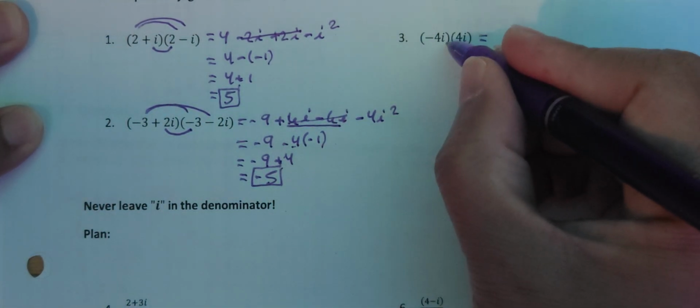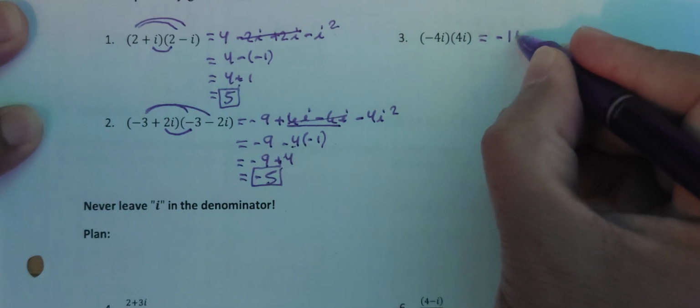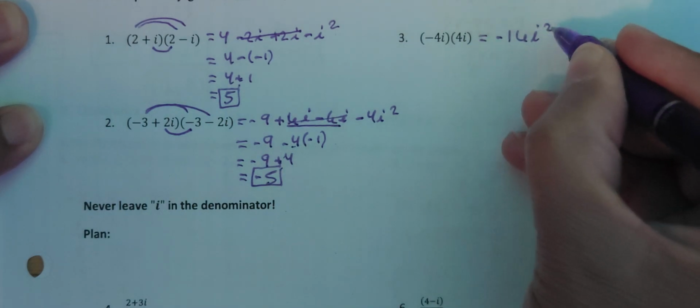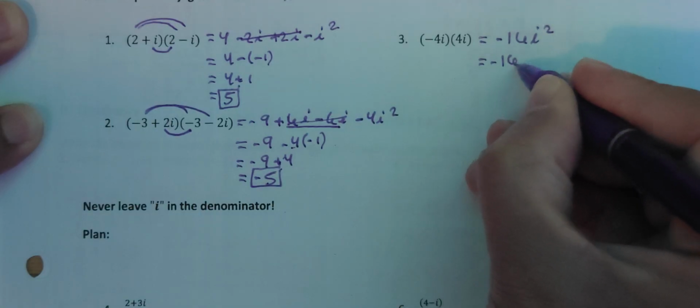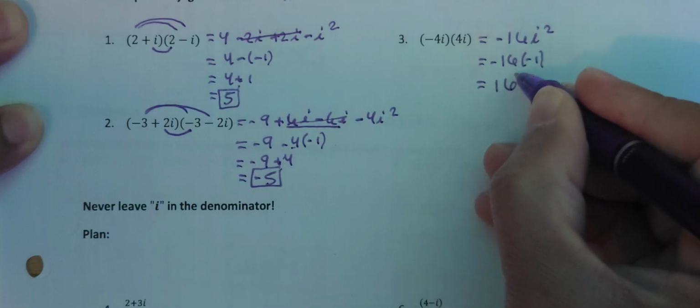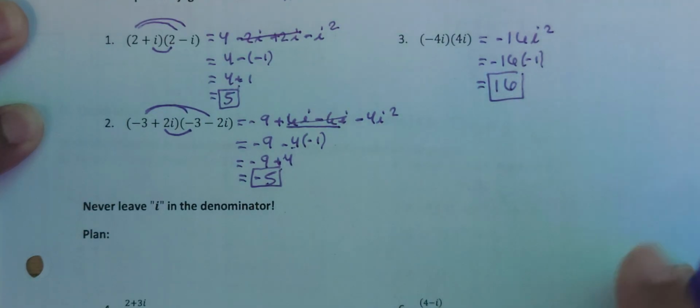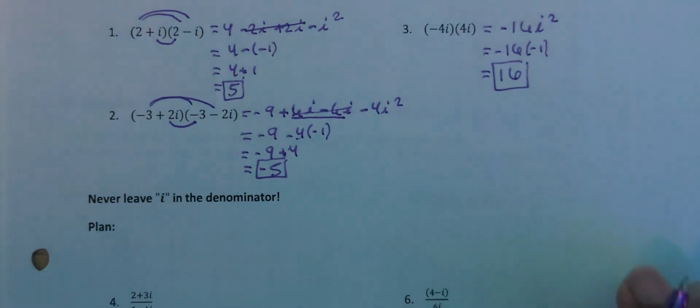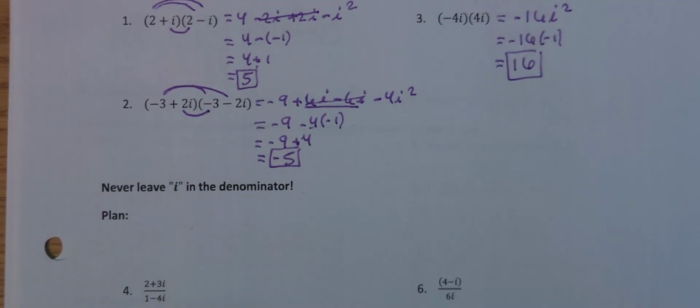So for this one here, negative 4 times negative 4, that's negative 16, and i times i is i squared. But then again, we know that i squared is equal to negative 1, so then this is positive 16. Again, another example, as you can see that the i disappears when you multiply conjugates. So we're going to use that for the next part.